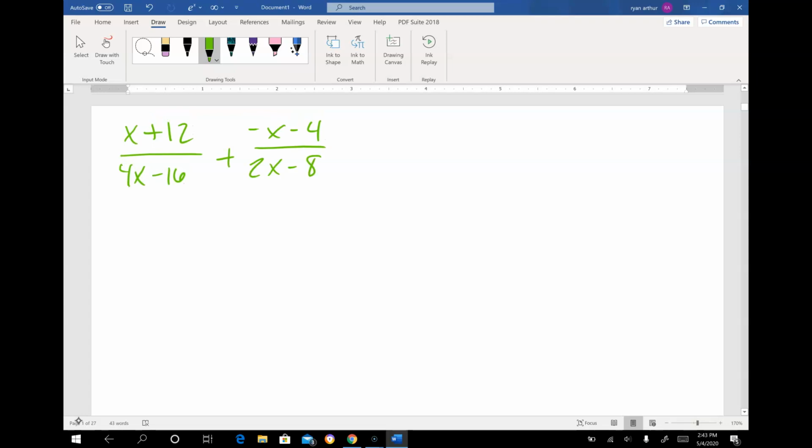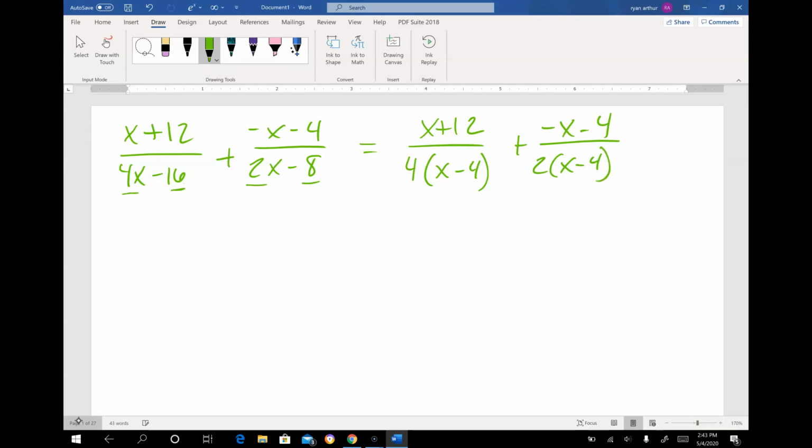Alright, so now you factor the denominator. So this is going to be a GCF because this has a 4 and that has a 4 in common. So when I GCF factor it, it's going to be x plus 12 over 4 times x minus 4. Then plus negative x minus 4 over, we can pull a 2 out here, so it's going to be 2 times x minus 4. So see, when you factor it, it actually revealed that it had an x minus 4 in common.